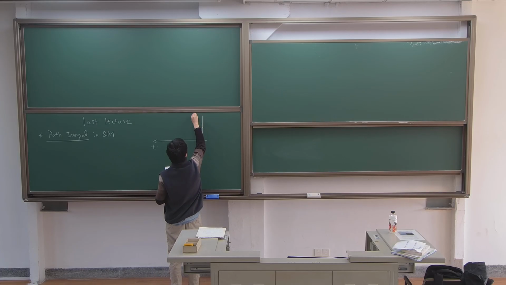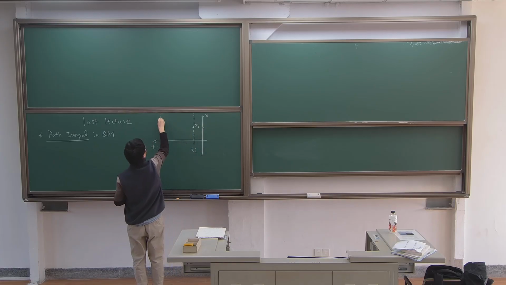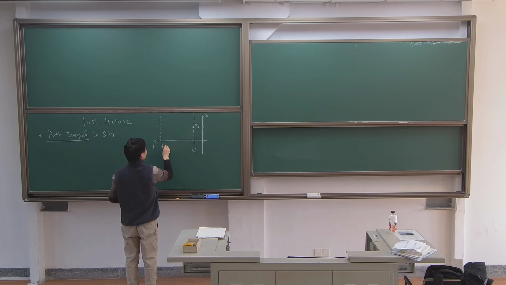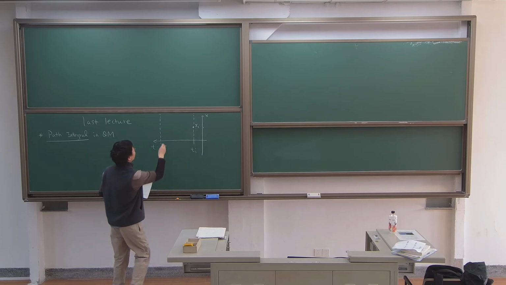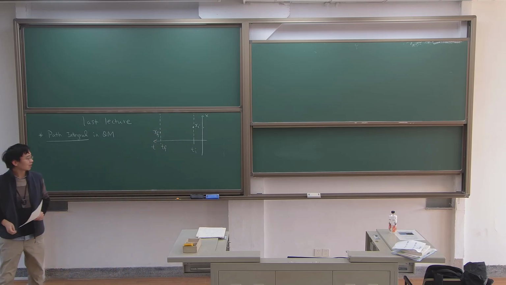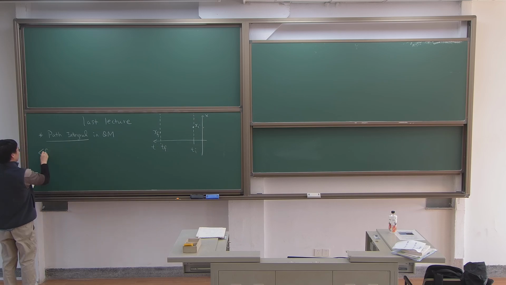So if I start from a time Ti and some position xi, I want to calculate the transition amplitude from this xi to some Tf, which is my final time, and some other position xf. So this is a very, very classic, very concrete quantum mechanics problem. Then we need to calculate this transition amplitude from i to f.